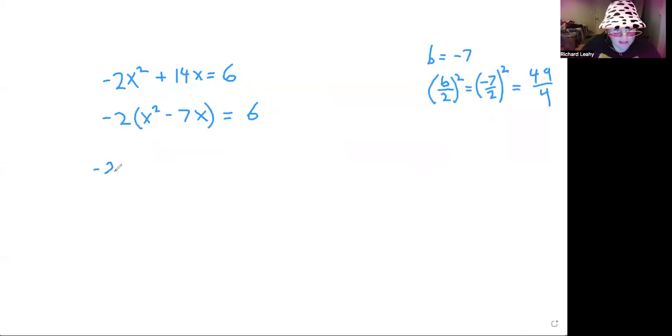So I'm going to add that to this side. Watch how I add it. I'm going to add it right here. You can't just randomly put things in equations. You always have to balance things out. So if I add 49 over 4 to that side, I have to add 49 over 4 to this side as well.